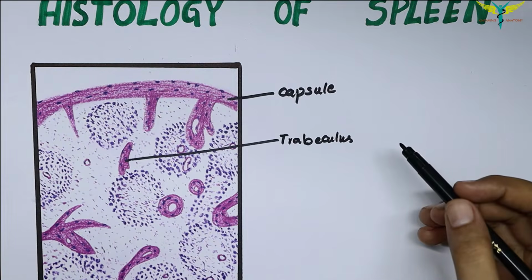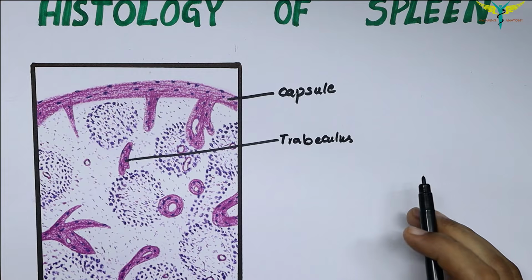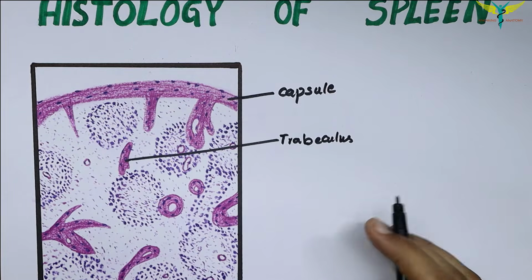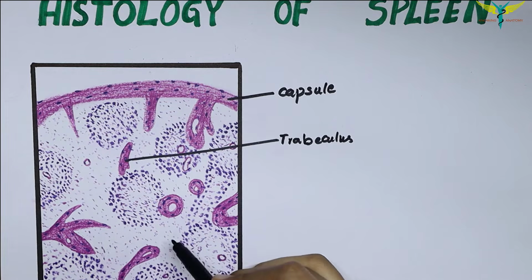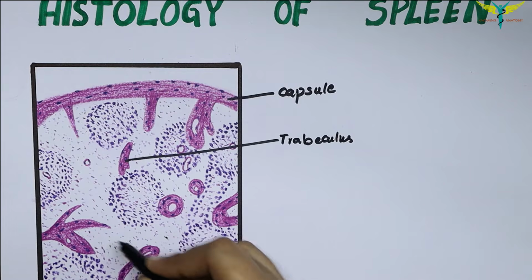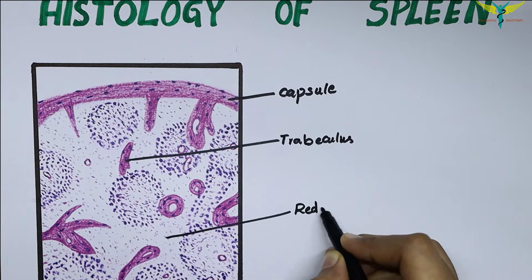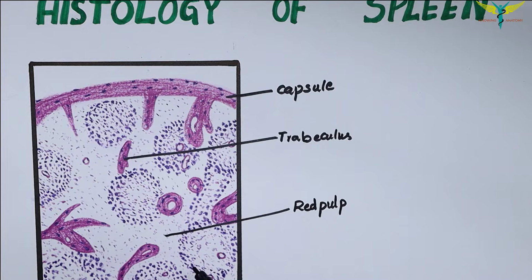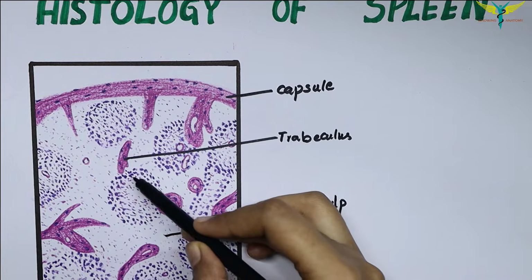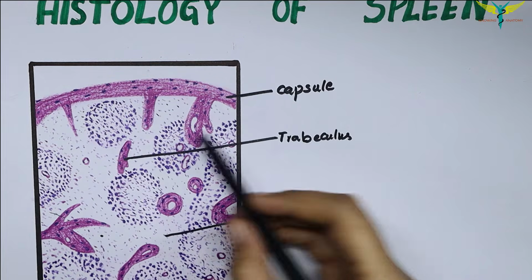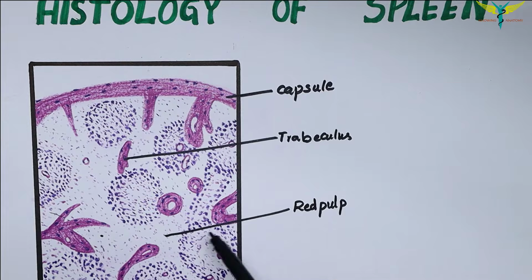The substance of the organ is divided into red pulp, in which there are diffusely distributed lymphocytes and numerous sinusoids. So this area is the red pulp. And the white pulp have dense aggregations of the lymphocytes, and these aggregations surround an arteriole. So this area is the white pulp.